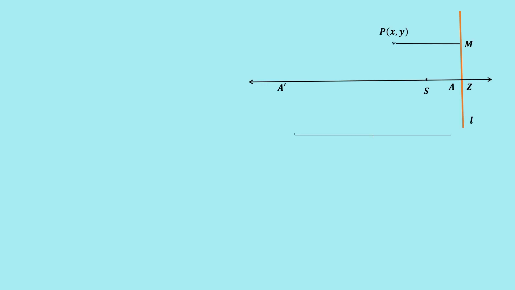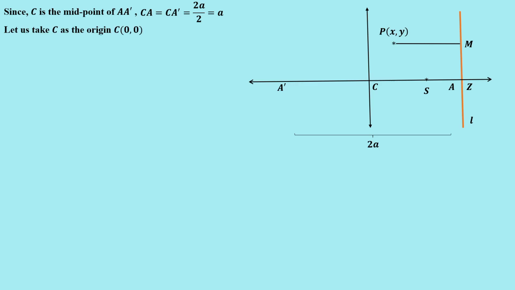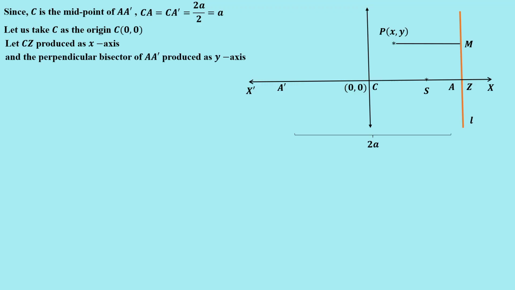Since C is the midpoint of AA dash, CA is equal to CA dash, which is equal to 2a by 2, that is equal to a, because we know AA dash is equal to 2a. Let us take C as the origin. So we are taking C as (0, 0), right? Origin. Let CZ produced be the x-axis. So the extended line CZ is the x-axis, XX dash, and the perpendicular bisector of AA dash passes through C, right? That is the y-axis, right?